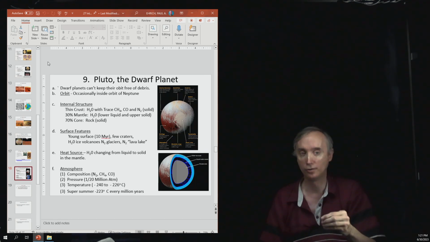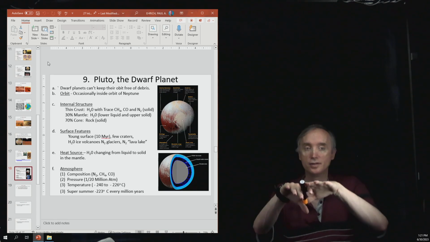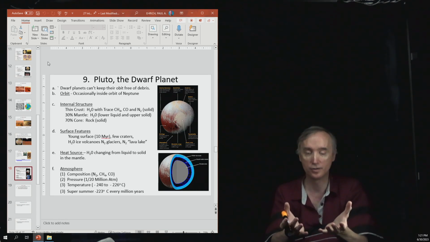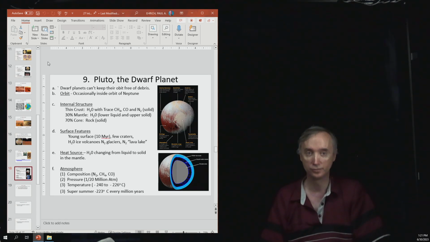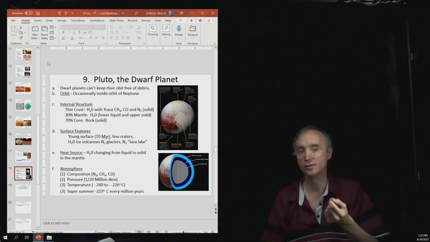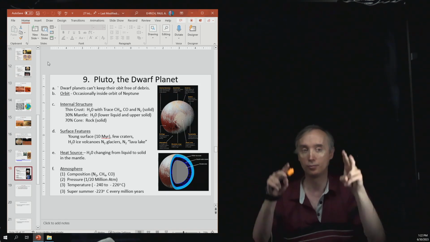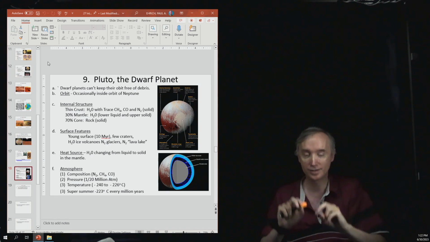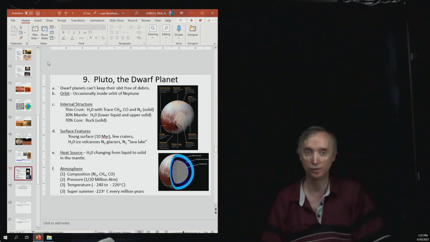So on Pluto, what is it that moves around on the surface, and why? What is the internal heat that is generating the, in air quotes, plate tectonics of Pluto?